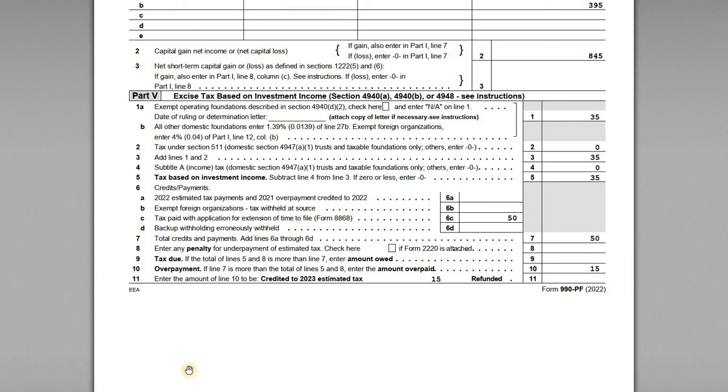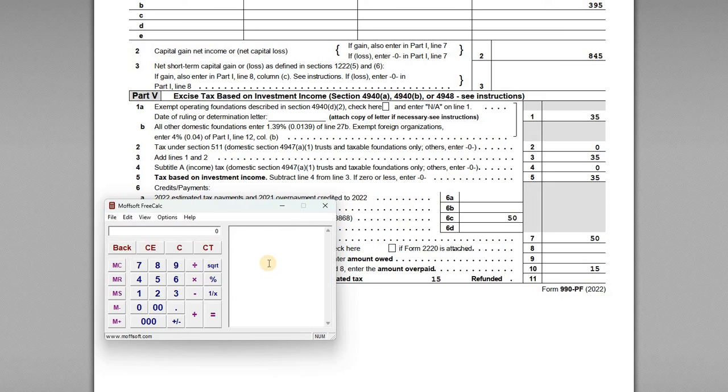Sorry, let me get my calculator out here so we can see the math. Right, so we have the, what was it, 2,531. 2,531 times 1.39% gives us a $35 tax.